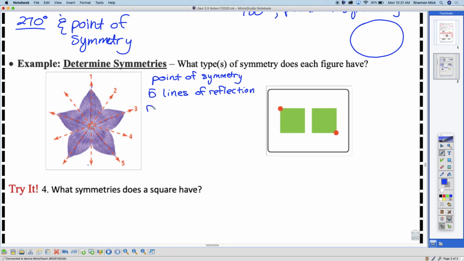And what about rotational? How am I going to figure out my rotational? 360 divided by 5, because every time I go, it's the same, right? So 360 divided by 5. So 5 goes into 36, 7, right? Carry a 1.